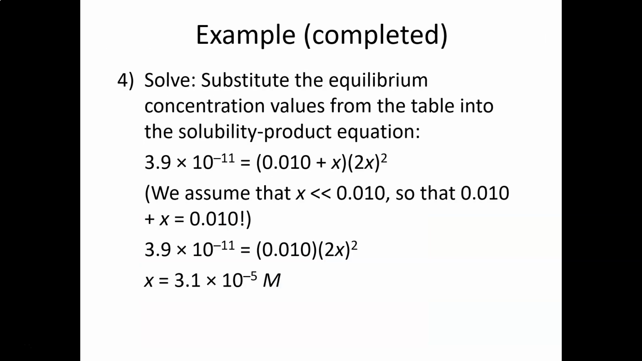Going through again, we can solve for the exact value of x, or we can make an assumption here. We can assume that x is going to be so small that it's essentially not going to change the calcium ion concentration. Therefore, we can leave it as 0.01 molar. Going through and solving for x, we now find that x is equal to 3.1 times 10 to the minus fifth, driving the concentration down significantly compared to what it was before.